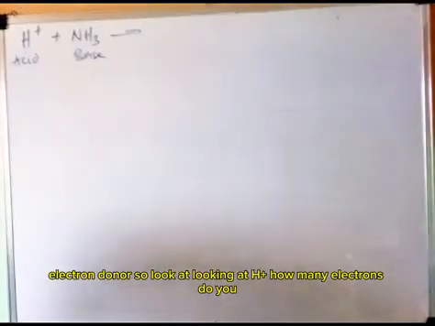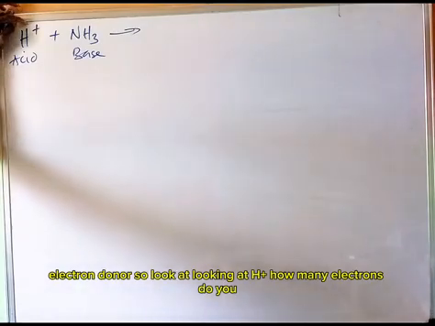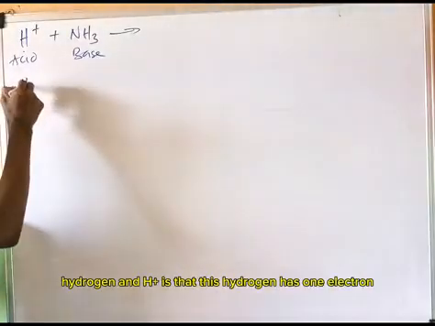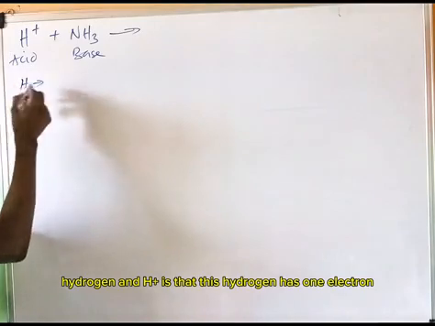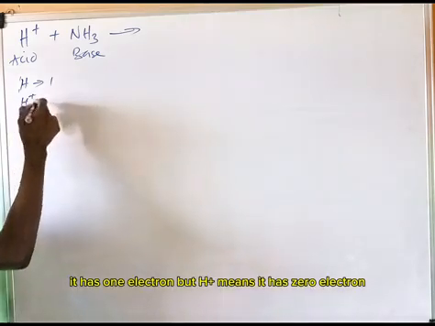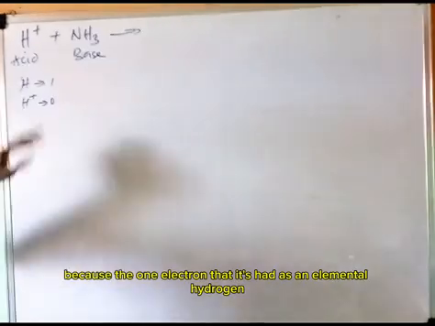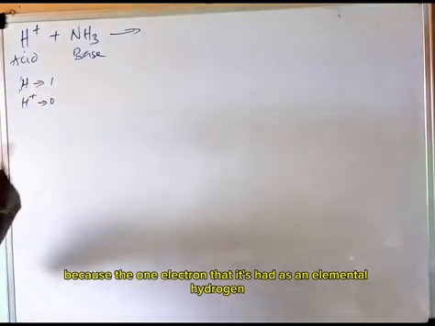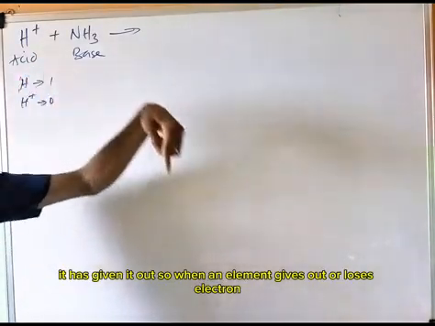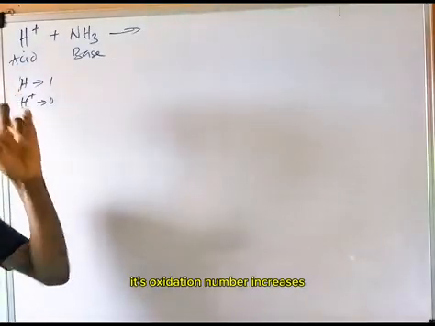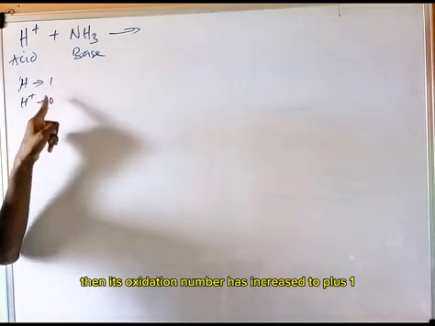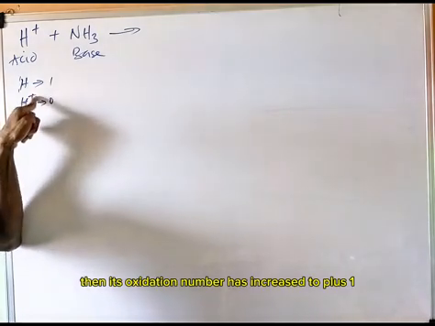So looking at H plus, how many electrons can you say that this hydrogen has? Now, the difference between hydrogen and H plus is that this hydrogen has one electron. But H plus means it has 0 electrons, because the one electron that it had as an elemental hydrogen, it has given out. So when an element gives out or loses an electron, its oxidation number increases. So this hydrogen has lost one electron, then its oxidation number has increased to +1.